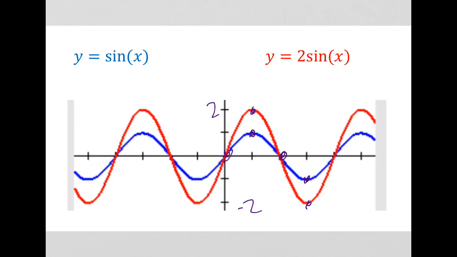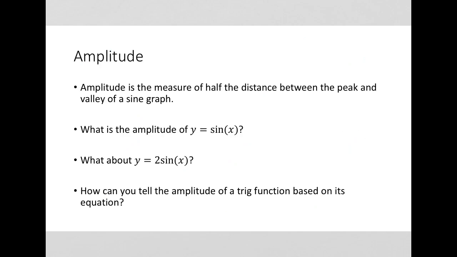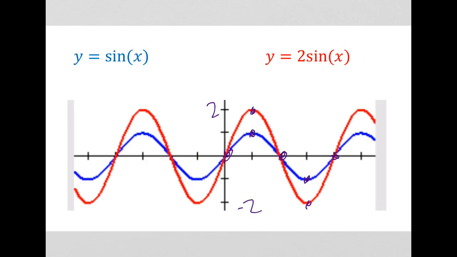The zeros are exactly the same. The starting point is exactly the same. The period is exactly the same. The only difference is that it goes to a +2 and a -2. That is the amplitude of your function. So it's half the distance between the peak and valley of the graph, which is a fancy way of saying it is that distance right there.